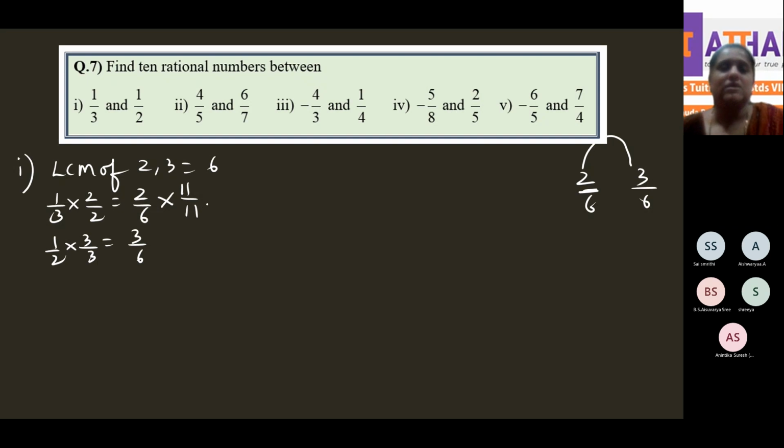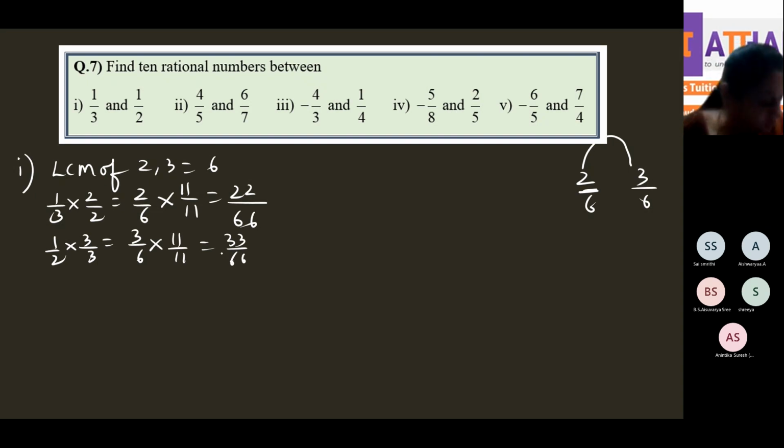Normally what we say is when you want 10, take one more than that. So 11/11. So 22/66. And here into 11/11 will be 33/66. If you want 15, then take one more than that, multiply by 16/16. Am I clear, children? Yes, ma'am. Okay.